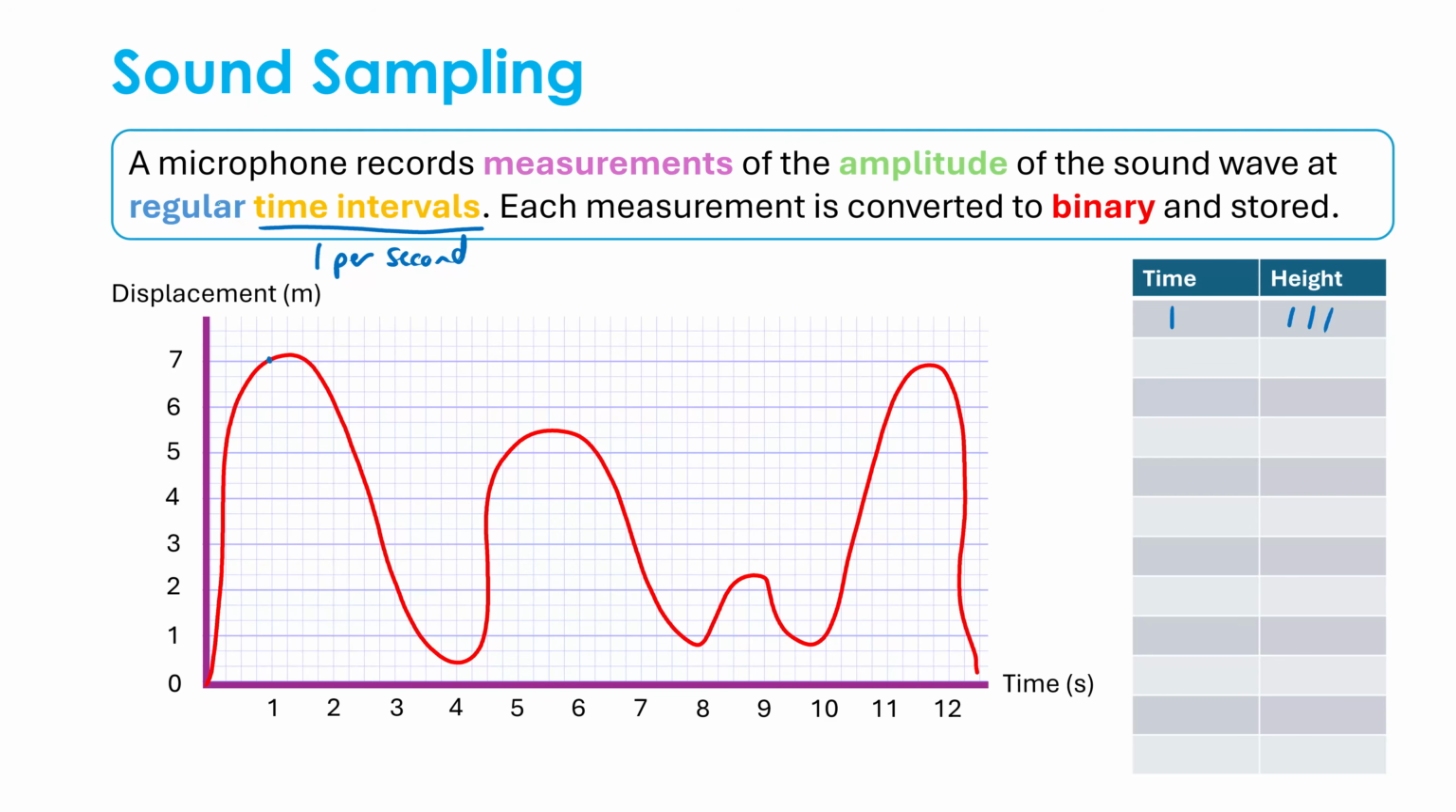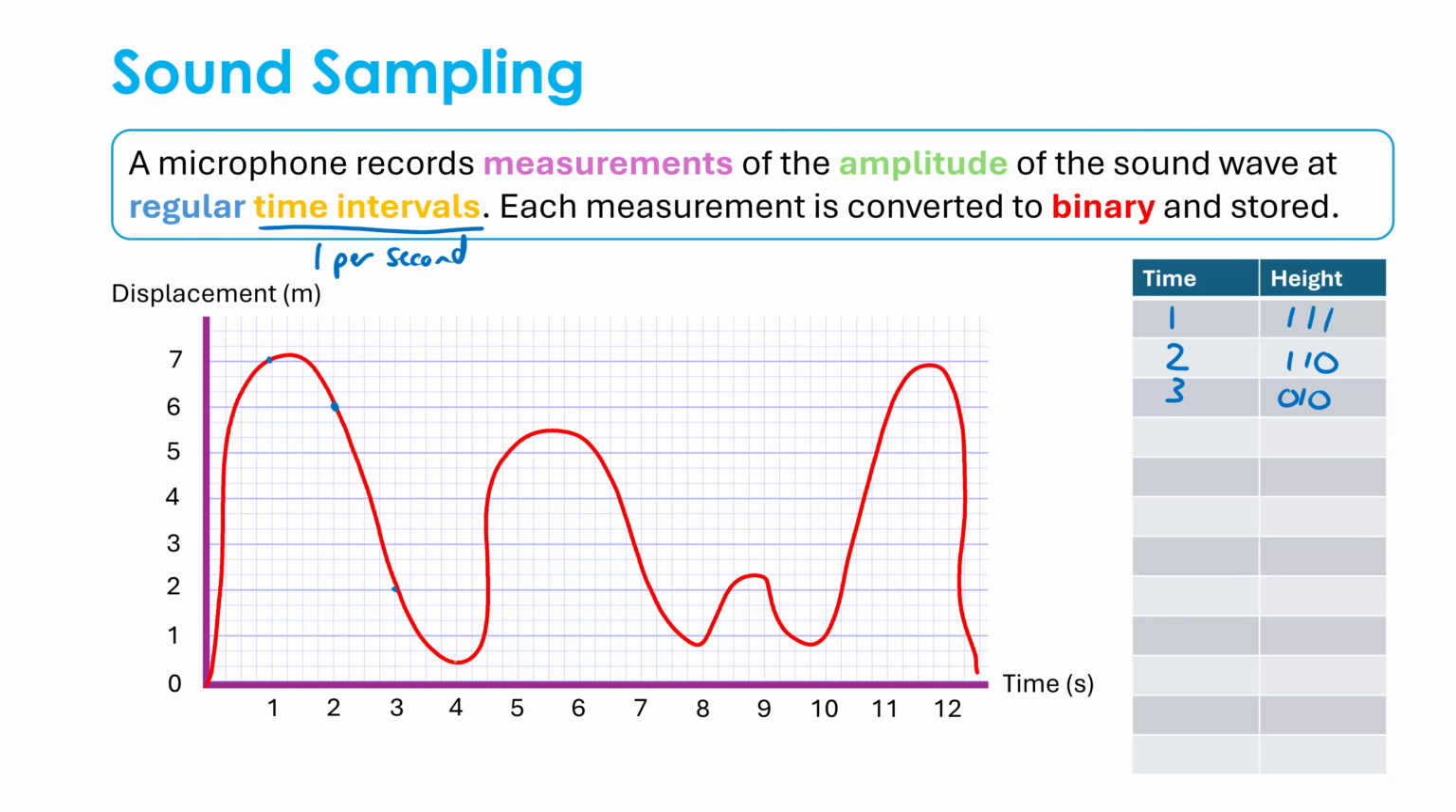I then need to take my next sample. Well, it's always at regular time intervals, so I've got to wait another second. So at 2 seconds, the height, I reckon, is about 6. So at 2 seconds, the height is 6. What's 6 in binary? It's 1, 1, 0. At 3 seconds, the height looks to be, it's not quite there, but is roughly 2.